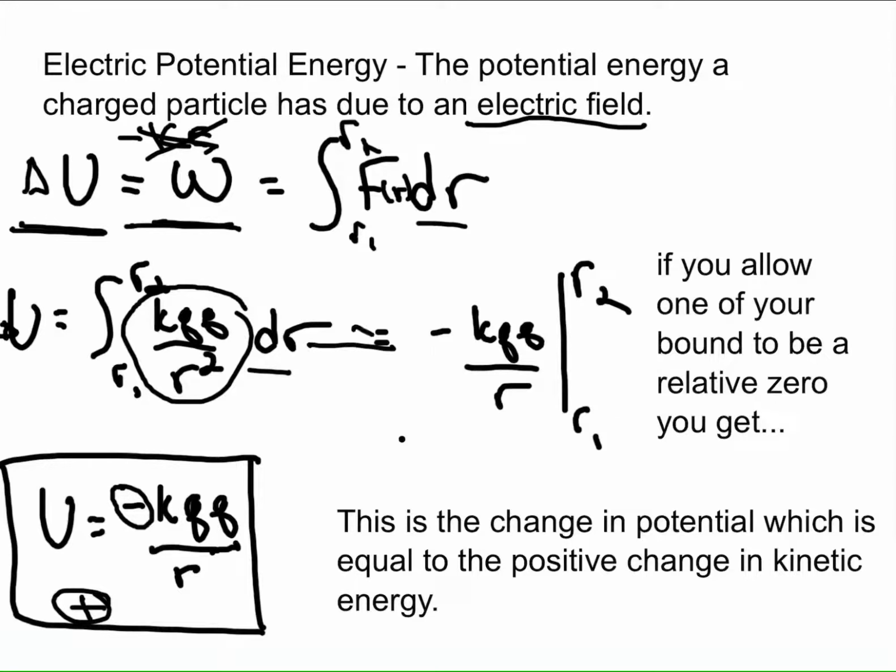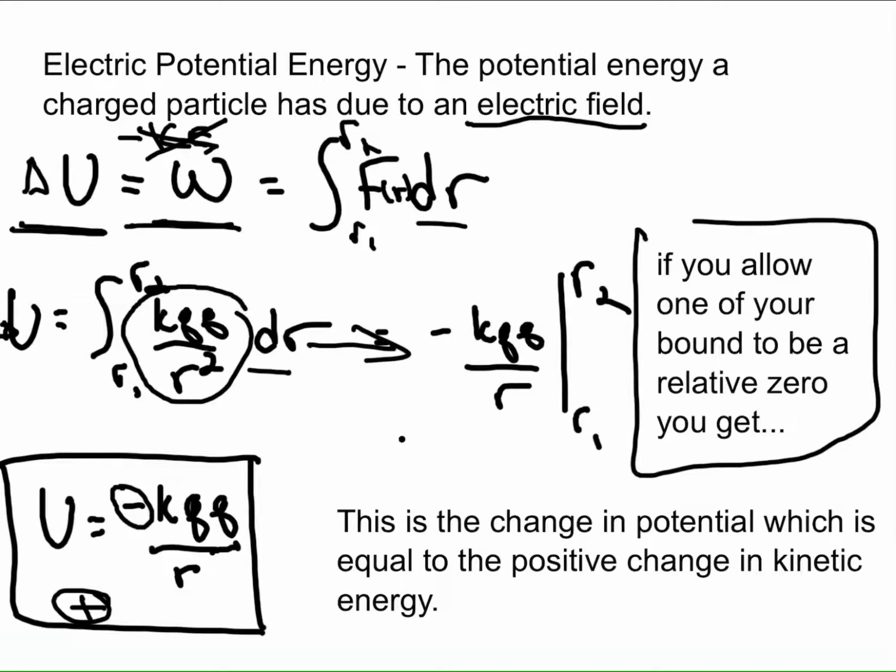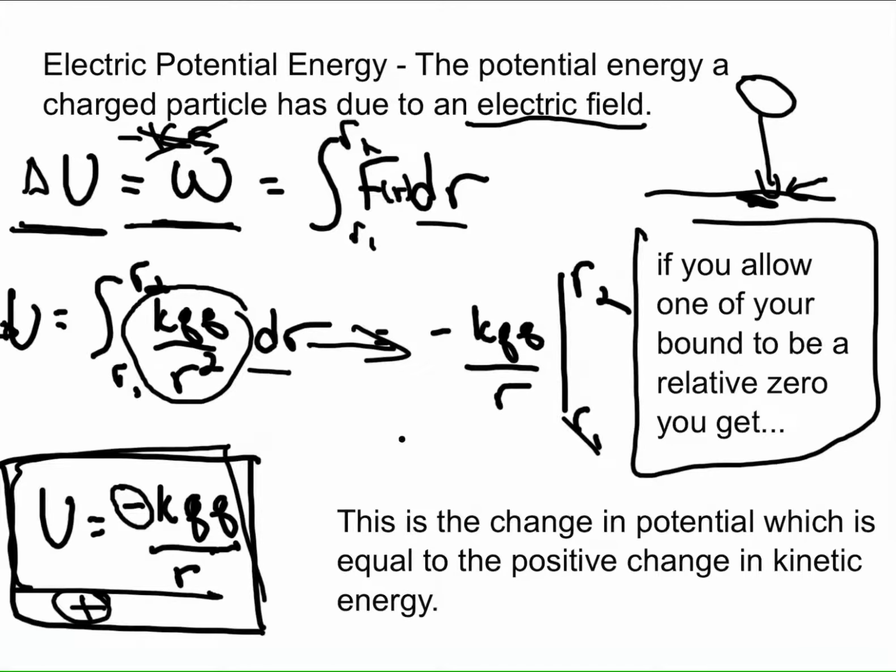Now, you do that integral, you end up with negative KQQ over R, from R1 to R2. What I write here is if you allow one of your bounds to be a relative 0 point, just like we did when we did dropping things in gravity, where the floor isn't technically zero potential energy but we allowed that to be our relative 0 point, we're doing the same thing here. If we allow either the beginning point or the end point to be our relative 0, we can then get rid of one of these terms, and that leaves us with this formula here, which is KQQ over R. So this is a change in potential energy, which is equal to positive change in kinetic energy, which we talked about before.